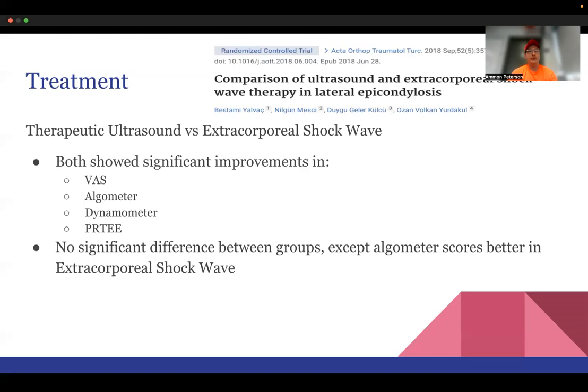And both of them showed significant improvements in the VAS scale, in an algometer, a dynamometer for strength test, and PRTEE, which is patient rated tennis elbow evaluation. But there was no significant difference between the groups, except for the algometer scores. They were better with extracorporeal shockwave.